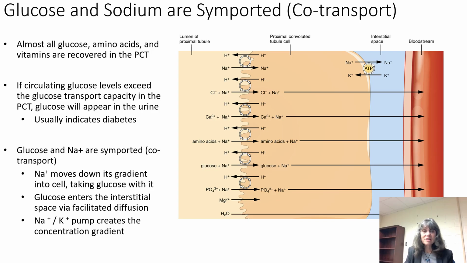So again, glucose and sodium are going to be symported or co-transported. Sodium is going to move down its concentration gradient into the cell, taking glucose with it. Glucose will then enter the interstitial space by way of facilitated diffusion, and then it will continue on into the bloodstream. And the sodium-potassium pump is important because it's going to create that concentration gradient and help for sodium to continue to move into the bloodstream where water will follow.